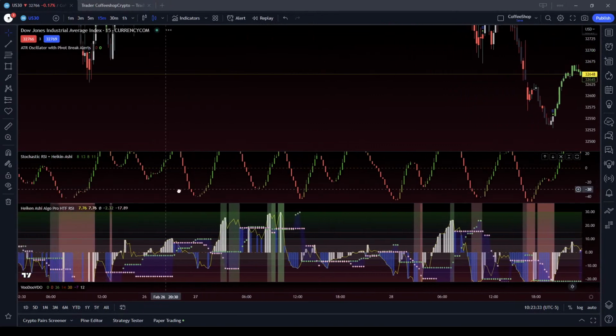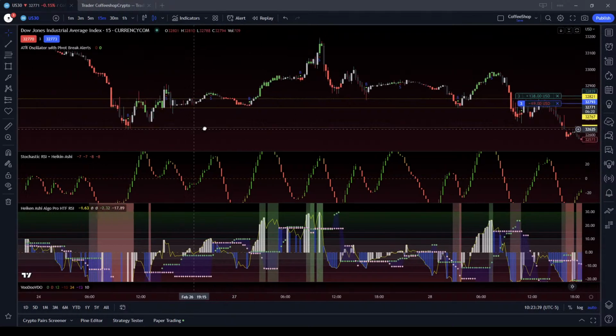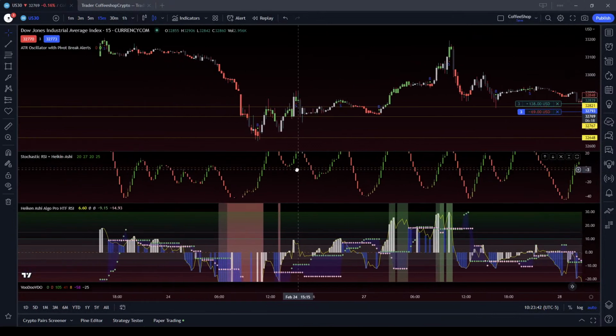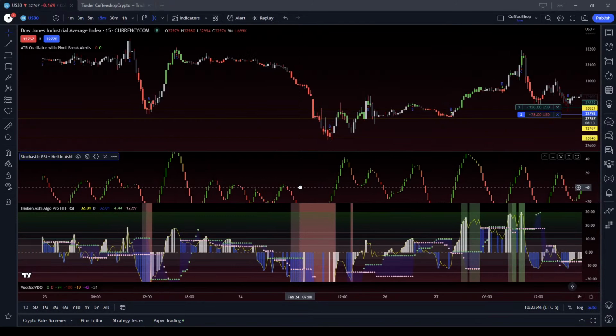I don't see one right here. I got a couple green, then a red. See what happens in price right there. Nope. Okay, so I would have to find it elsewhere. It looks like they're to the upside right now.